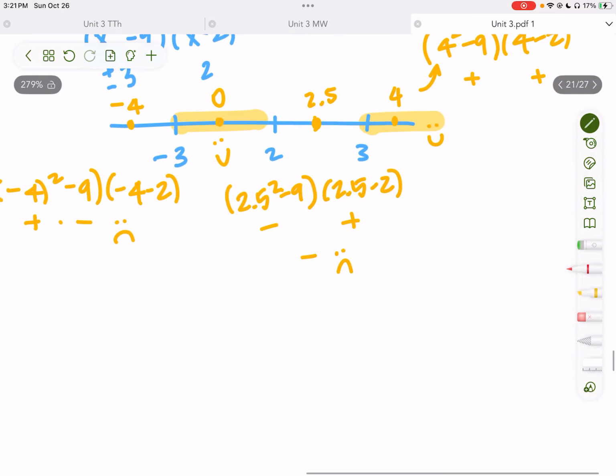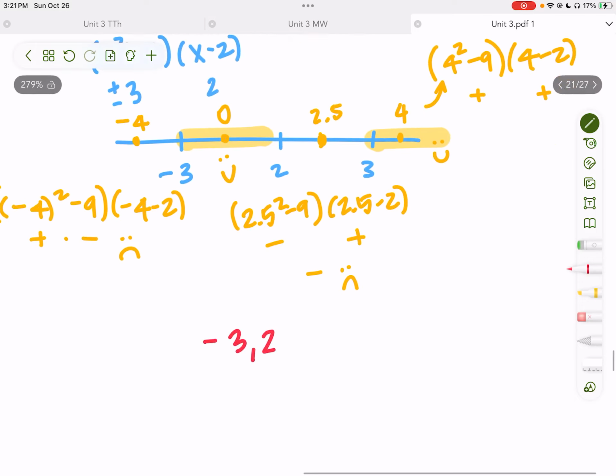If you want to write it in interval form, we'll have -3 to 2 in parentheses, union in parentheses 3 to infinity.